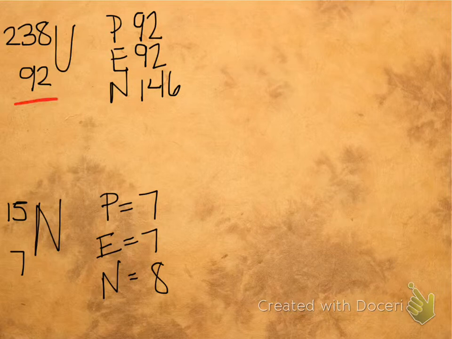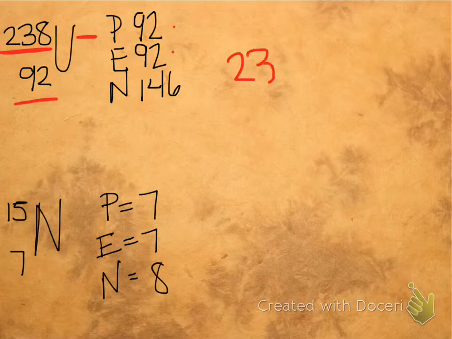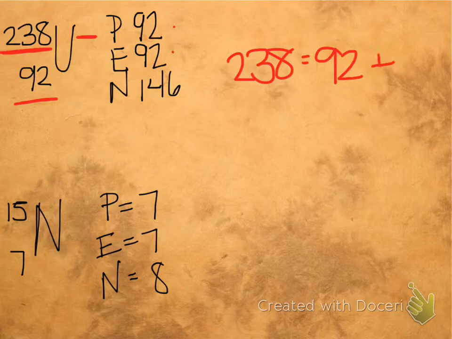Remember that this bottom number is your atomic number. That's going to tell you your number of protons, so that's where I got the 92 protons. No charge on this, which means that it's neutral, so we have equal numbers of protons and electrons. So that's where the 92 came from. 238 is your atomic mass. So we have 238 equals 92 plus your neutrons. Solving for n should get you 146.